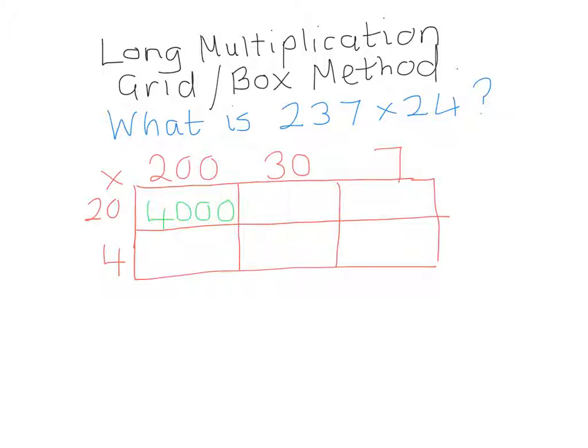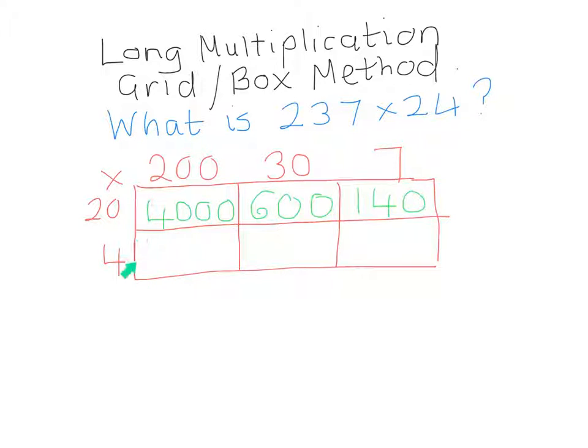And then we move to the next box. 30 times 20, or 20 times 30, same thing. Well, 2 times 3 is 6, and there's 2 zeros there. Because I know 10 30s are 300, so 20 30s must be double that, 600. 20 times 30 is 600, so we write that in the box. And then we keep doing the same method, 20 times 7, or 7 times 20. I know that 7 times 2 is 14, so 7 times 20 will be 140. And that's us finished with the top row of boxes.